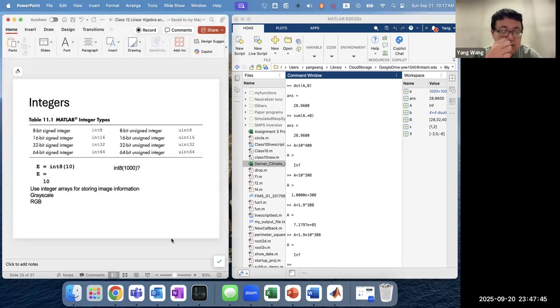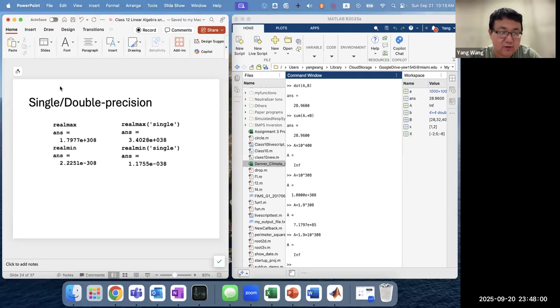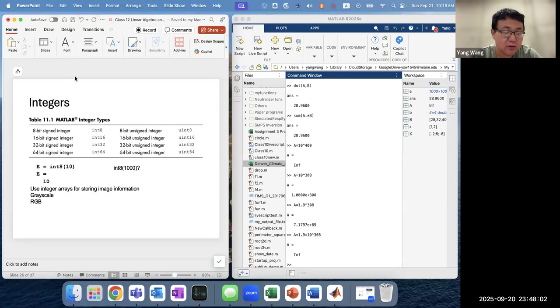Okay, so next is the integers. I have to say that we normally don't use integers for actual calculation. Although sometimes we may end up having an integer in our solution, it's still shown as double precision, unless you specify it as single precision. People normally use integers when they're trying to analyze plots or analyze images.